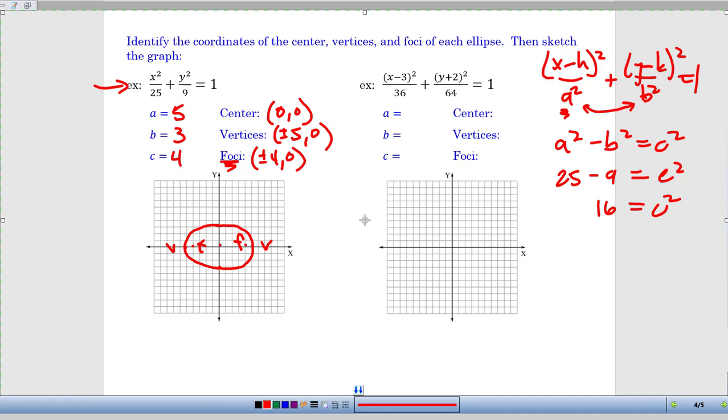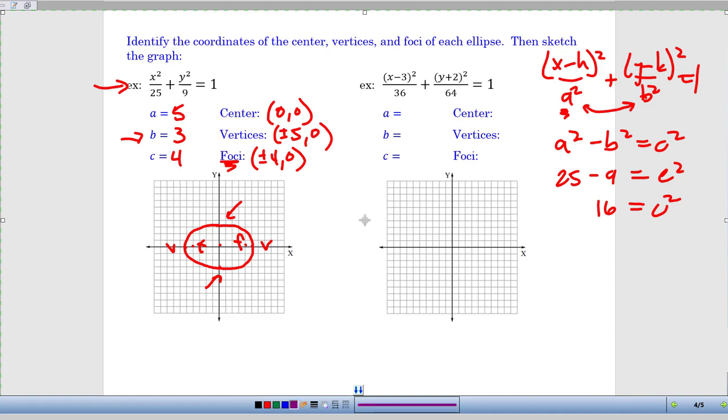So we've identified all of the relevant features. The center is at the origin. The vertices are 5 units to the left and to the right of the center point. The foci are 4 units to the left and to the right of that center point. So those are determined by a and by c. And then b helps us with that short distance across the ellipse, so that helped us with the plotting of the curve. So that's the first example.